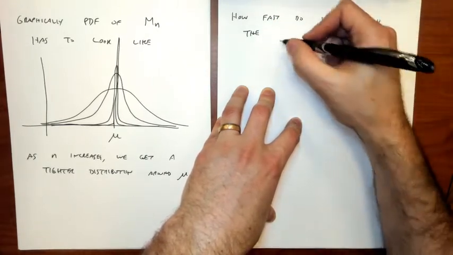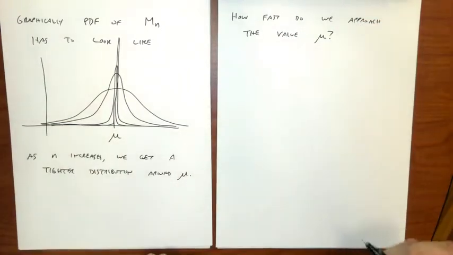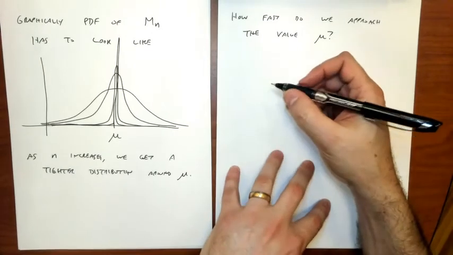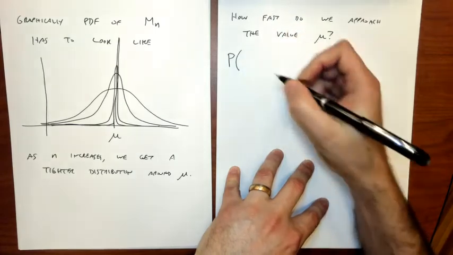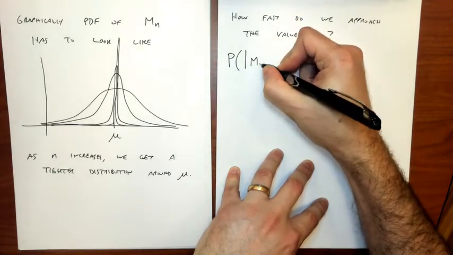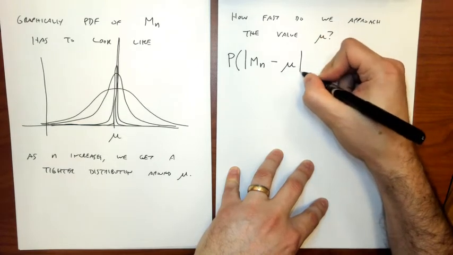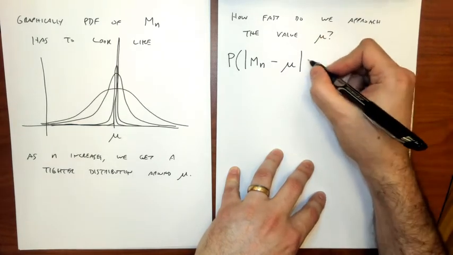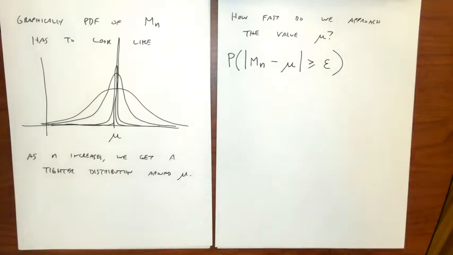Or approach the value mu, maybe is a better way to think about it. So what I want to do is compute the probability that the mean minus mu is greater than some value epsilon, right? What's the probability that when I take the average of my coin flips, I'm further away from the true mean than epsilon, some number, okay?